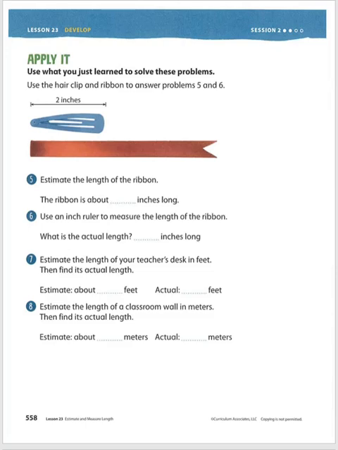Use what you just learned to solve these problems. Use the hair clip and the ribbon to answer problems 5 and 6. This is 2 inches. You can see the hair clip is 2 inches. We don't know how long this one is. Estimate the length of the ribbon. Well, if this is 2, it looks about what? Another hair clip and maybe a half. So maybe we could say it's either 4 or 5. You choose 4 or 5 because it's kind of in between them, isn't it?